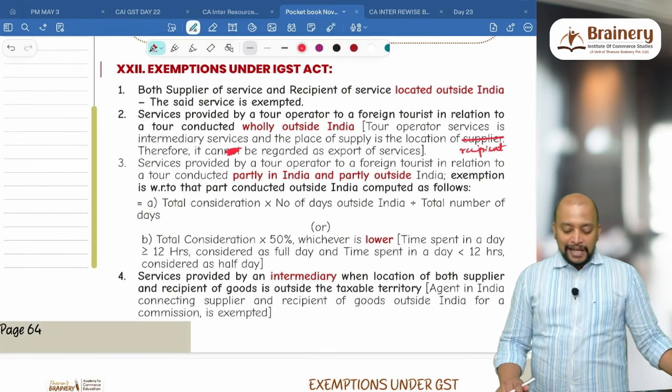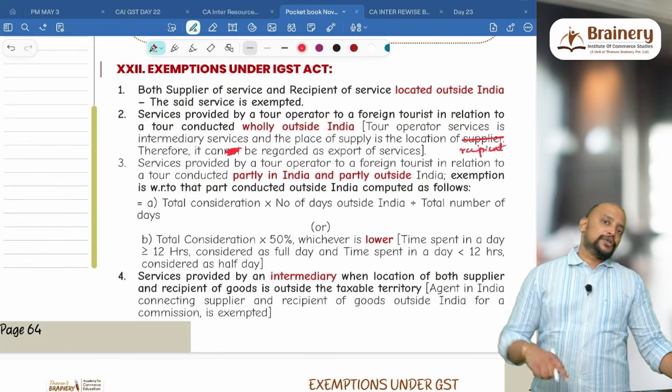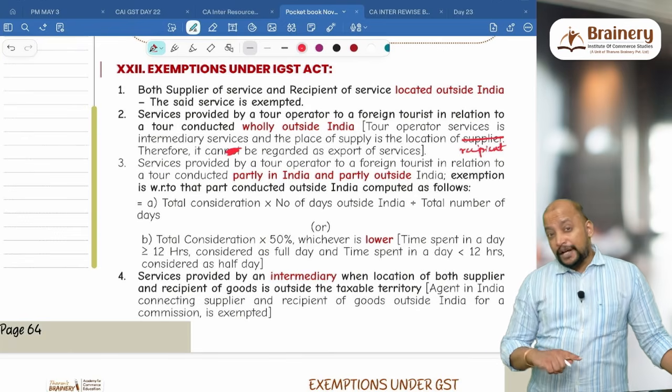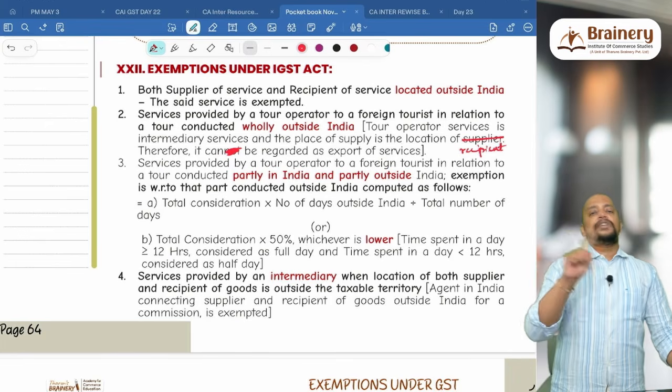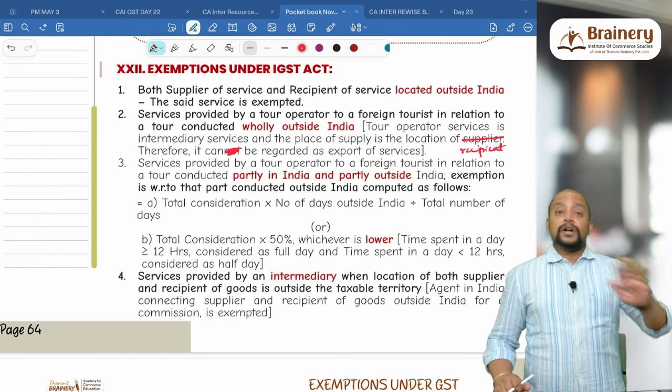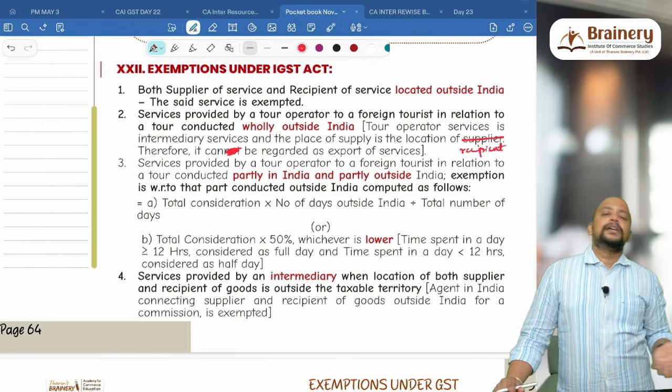That is this point. Then next, suppose if the Indian tour operator is providing tour operator service to a foreign tourist in relation to tour in India, then it is not exempted, it will be taxable. What if partly in India, partly outside India?